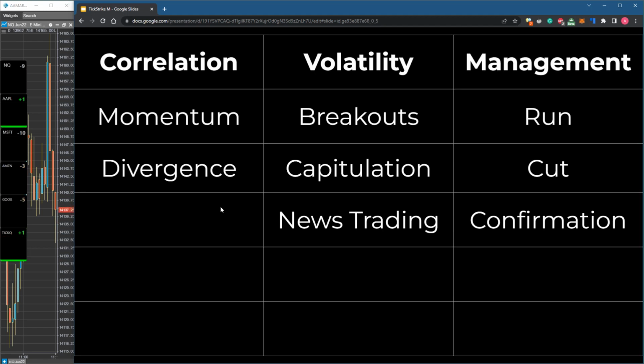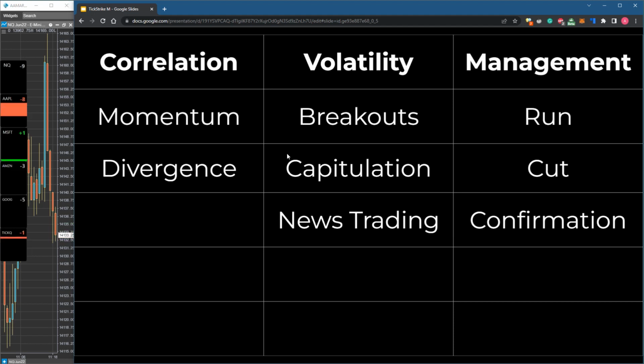Now, how do you use this thing? What are the ways that you can use TickStrike? I put them in three main camps. They cross over a little bit, like a Venn diagram. The first one is correlation, where you're looking for Apple, Microsoft, Amazon, these big guys moving together to give you momentum. Contrary to that, we're also looking for divergence, and I'll explain more what I mean by divergence in the following slides. Then we also have volatility.